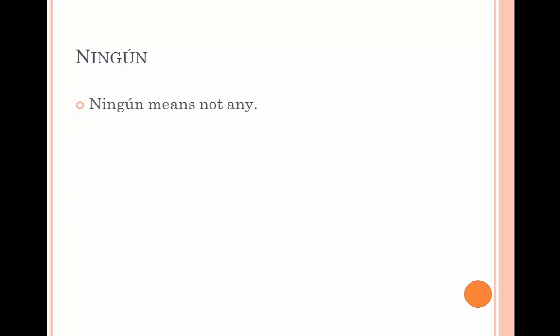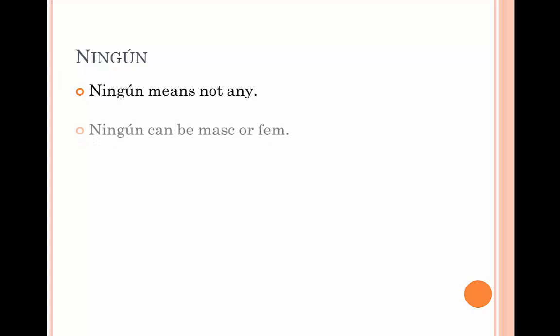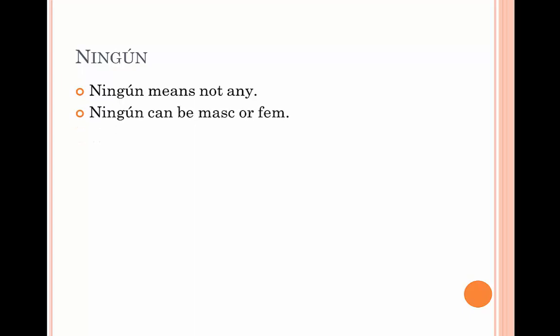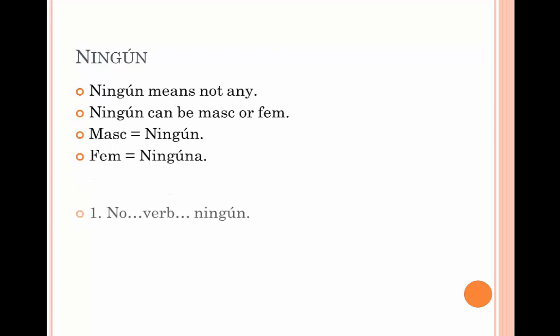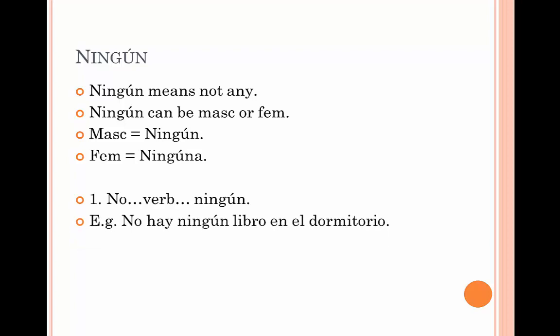Ningún. Ningún means not any. It can be used as masculine or feminine. Ningún is masculine and ninguna is feminine. Or we could say ninguno for masculine as well. Or equally, for plural, we could say ningunos or ningunas. The first way we can structure it is by putting it after the verb. For example, no hay ningún libro en el dormitorio. There isn't any book in the room.